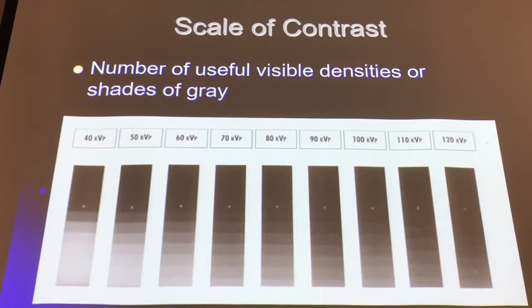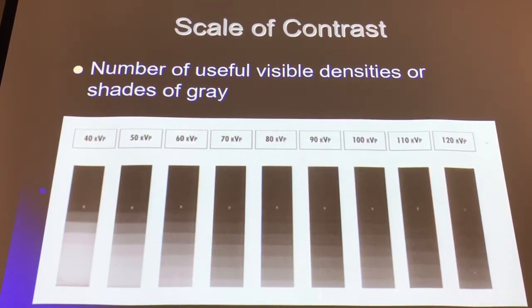Okay, so the number of useful visible densities or shades of gray, you make use of it. You, the X-ray technologist, are responsible for knowing what body part you're doing and what it is that you're trying to get. What is the intent? For example, if we go back to those chest X-rays, when you do a chest X-ray, is the intent to show the ribs if the patient has a rib fracture? No, that's not the intent. What is the intent when you do a chest X-ray? Lungs. To see lung parenchyma. That's what you want.